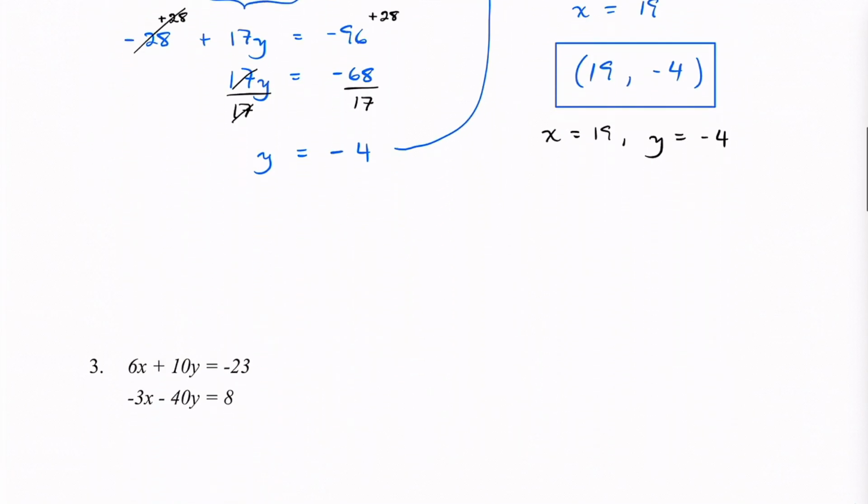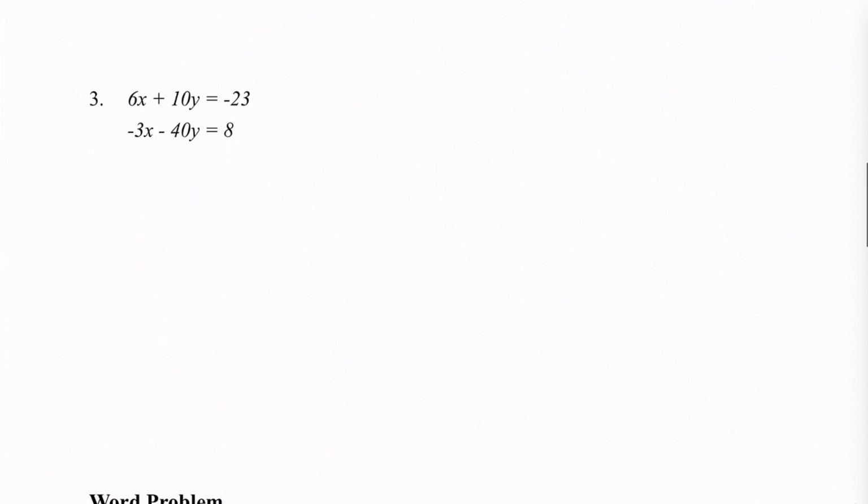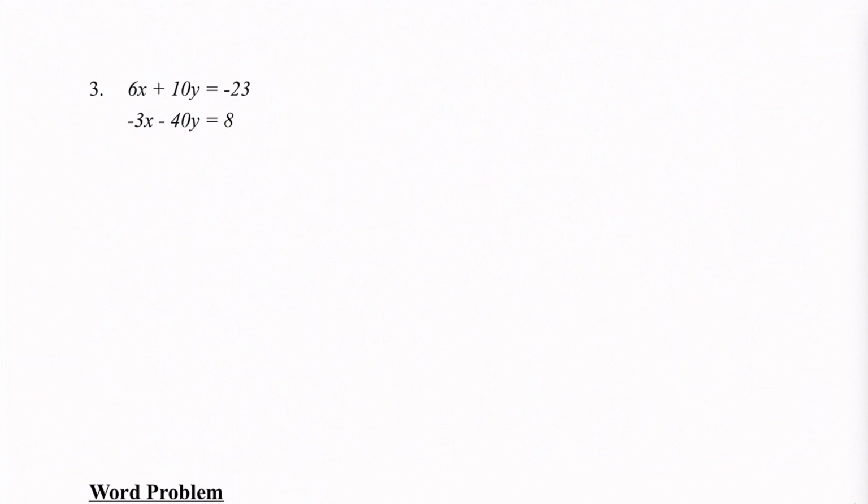Number 3 is next here, and we have 6x plus 10y equals negative 23, and then negative 3x minus 40y equals 8. So again, I'm going to label these. We'll call this one equation 1, call this one equation 2, and then we want to rearrange one of these into x equals or y equals.